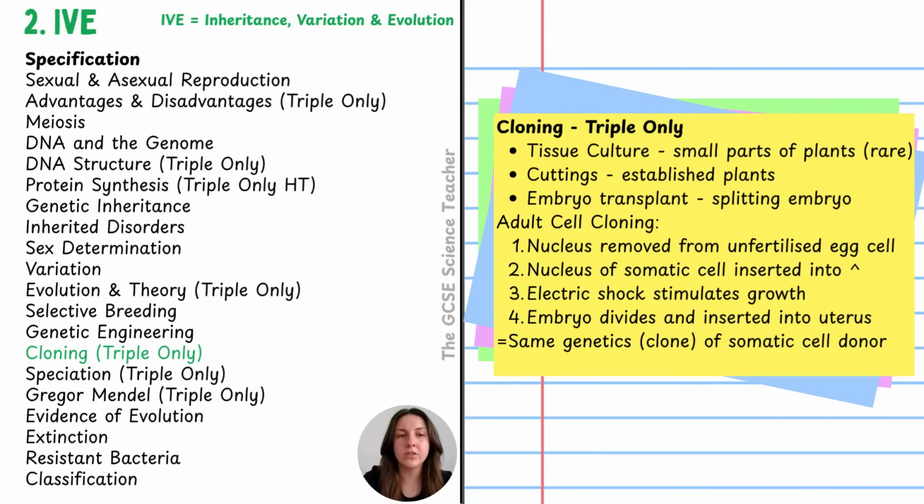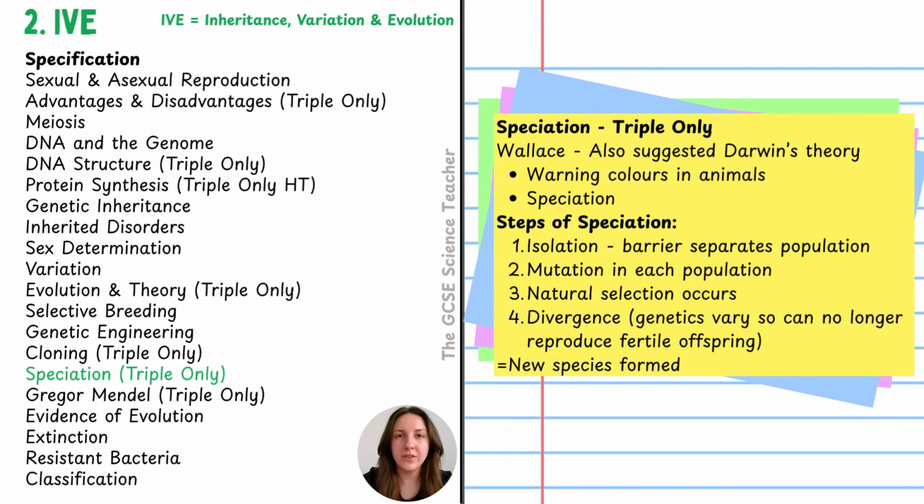So first, the nucleus of an unfertilized egg is removed. The nucleus of a somatic cell is then inserted into the egg cell. An electric shock is used to stimulate growth, and the embryo divides and is inserted into the uterus. This results in the same genetic makeup, a clone of the somatic cell donor. Alfred Wallace also suggested Darwin's theory of evolution.